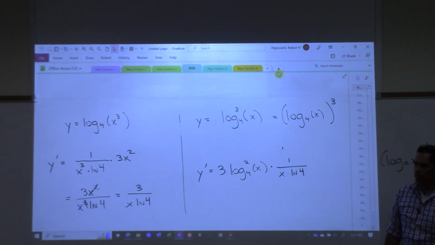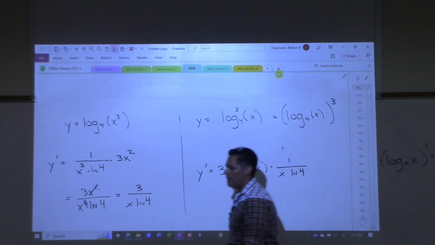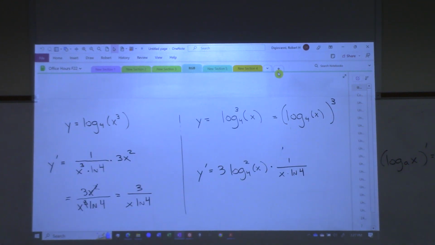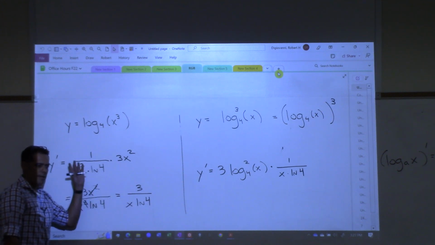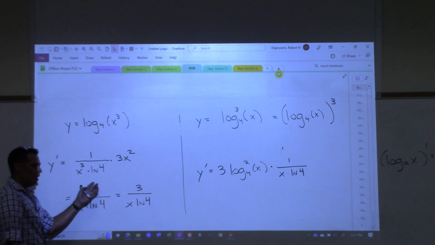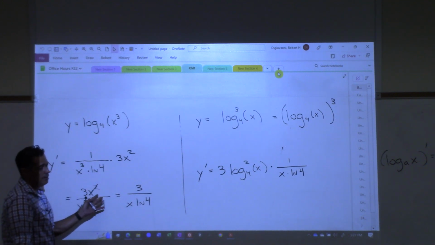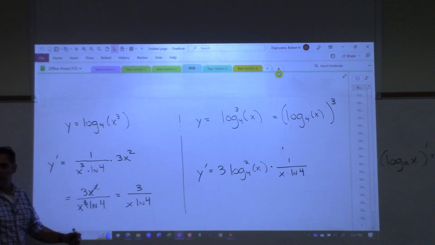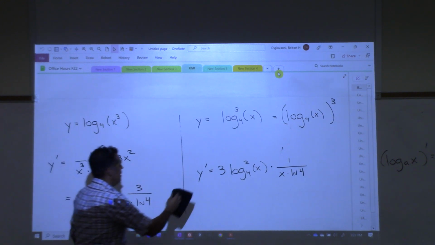Any questions there? Which would you count? Well, technically they're both right. I couldn't tell you that's wrong, right? I could only say it's not simplified, but it's not wrong. So you could use the logarithmic rule to just pull the exponent out.